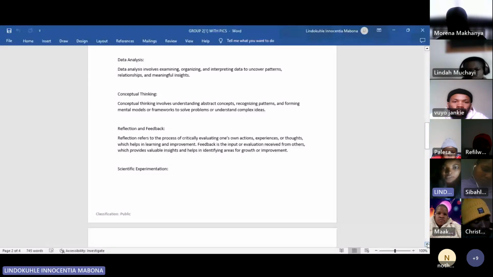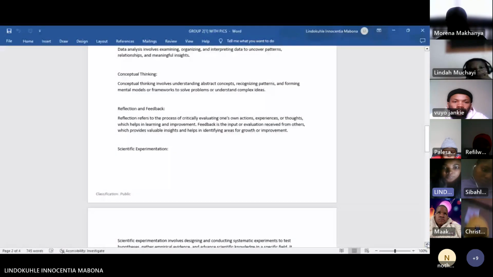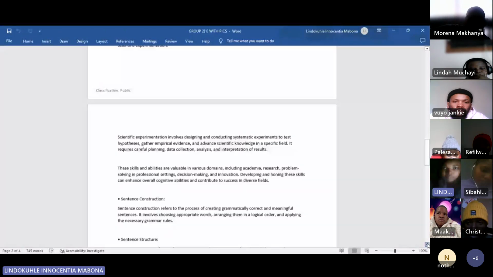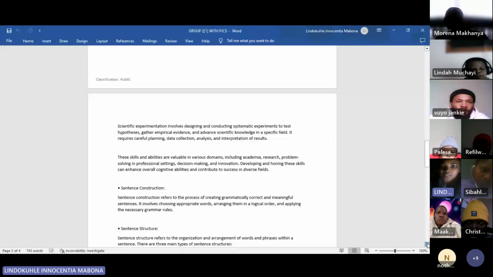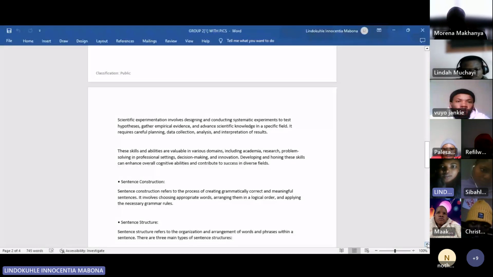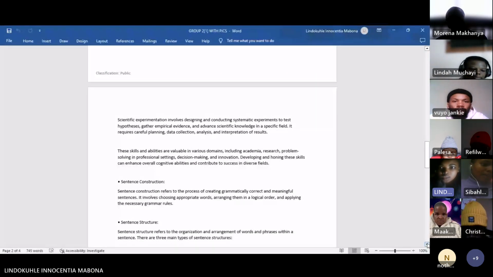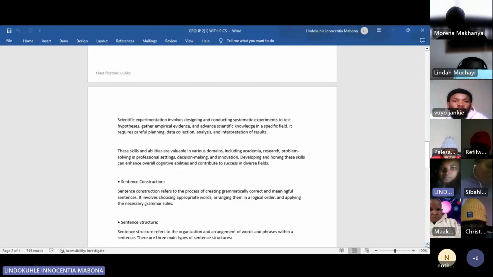Scientific experimentation. Scientific experimentation involves designing and conducting systematic experiments to test hypotheses, gather empirical evidence, and advance scientific knowledge in a specific field. It requires careful planning, data collection, analysis, and interpretation of results.